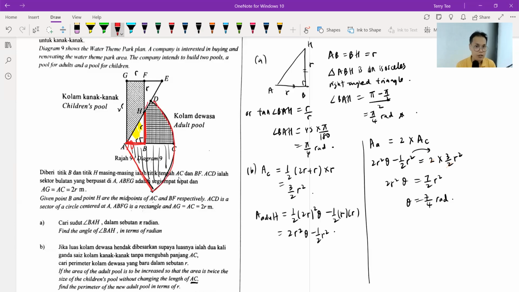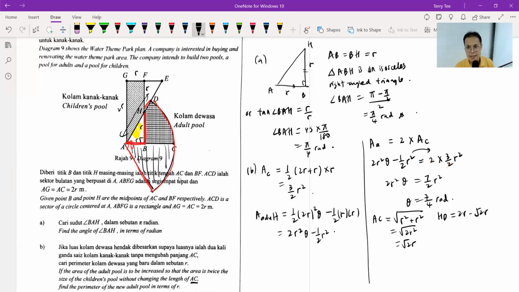For HD, we need to find the length of AC first. My length of AC, we use Pythagoras: r squared plus r squared, square root, which is square root 2 times r. Therefore, the length of HD will be, the whole thing, AD, is 2r. So it's 2r minus square root 2 r.